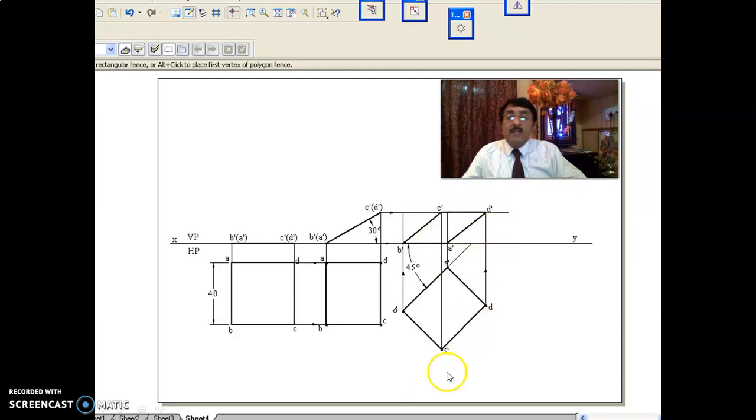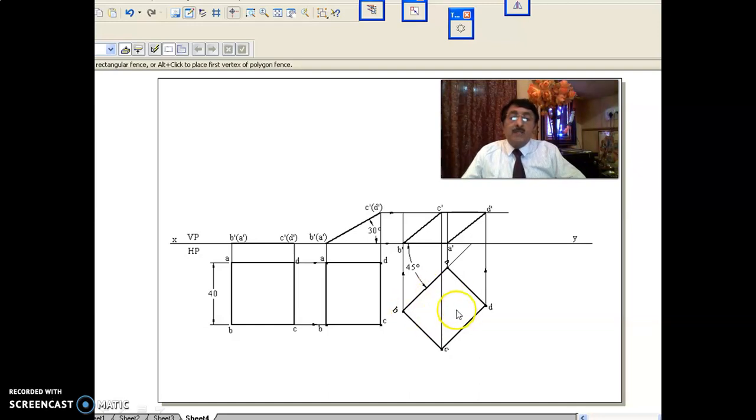Now, you know very well, this entire position itself is called change of position. You can't directly come to this complex position of the surface inclination to HP, VP and all that. We come in stages, first stage, second stage, third stage. That is called change of position method, COP method.